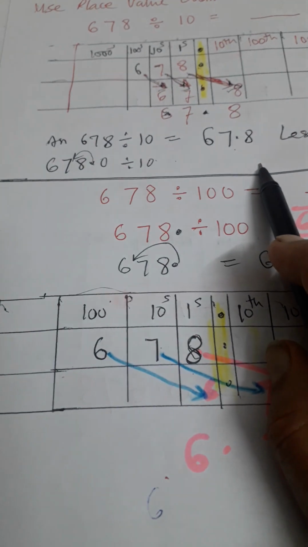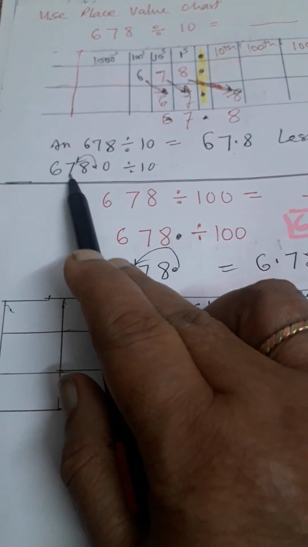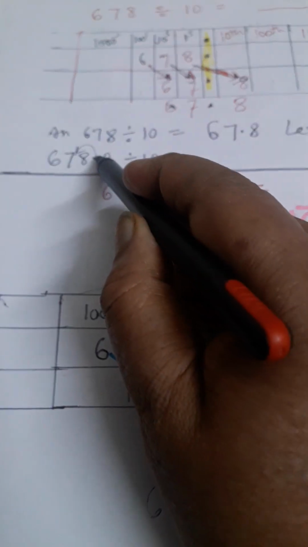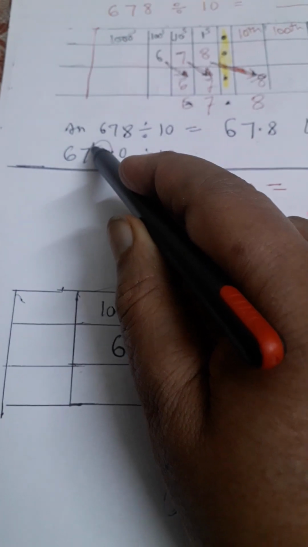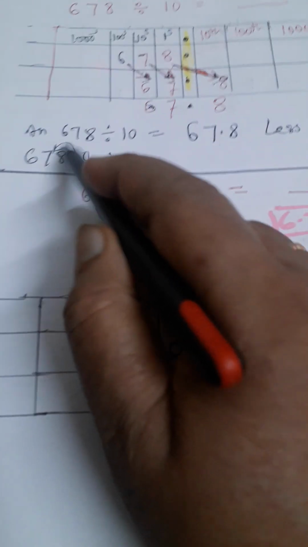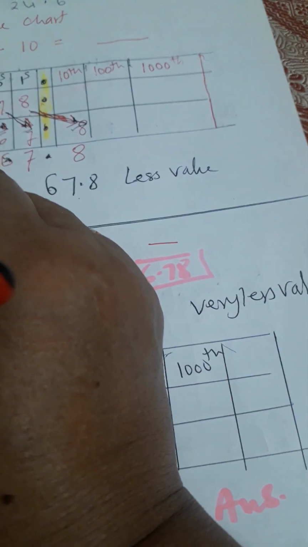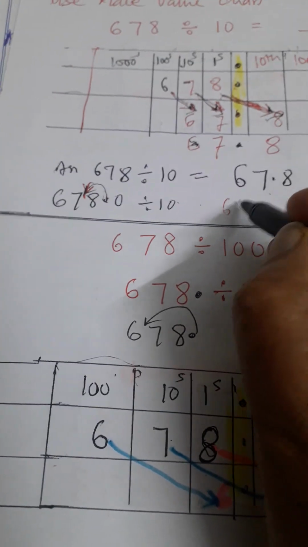It is less value, right, Ellie? Now 678 was there, so we will put the decimal, and the decimal comes over here. Now it is 1 decimal, only 1. Sorry, 1, my baby, 1. Okay, so it is 67.8.